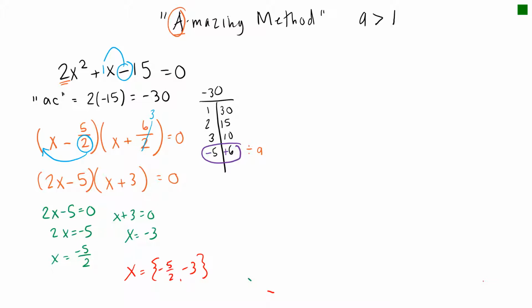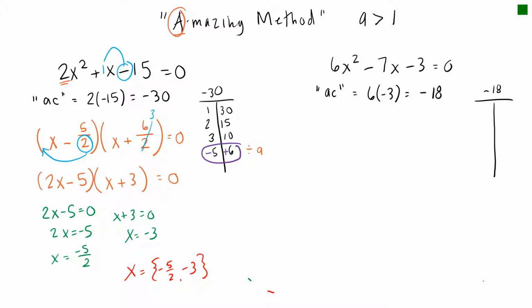Now let's try it one more time just to make sure we understand the concept. So I have 6x squared minus 7x minus 3 equals 0. And from here we're going to see if we can factor, again using the amazing method. So if I take a times c, in this case that would be 6 times negative 3, which is negative 18. I'm looking for values that multiply to negative 18. 1 and 18, 2 and 9, 3 and 6.